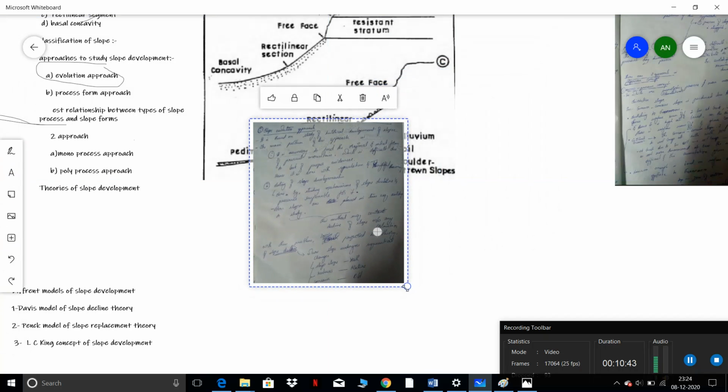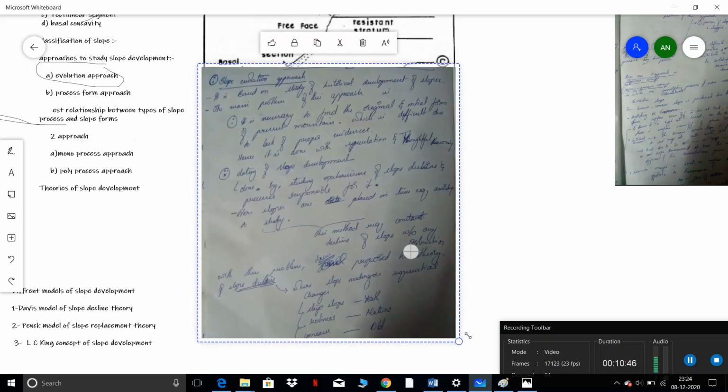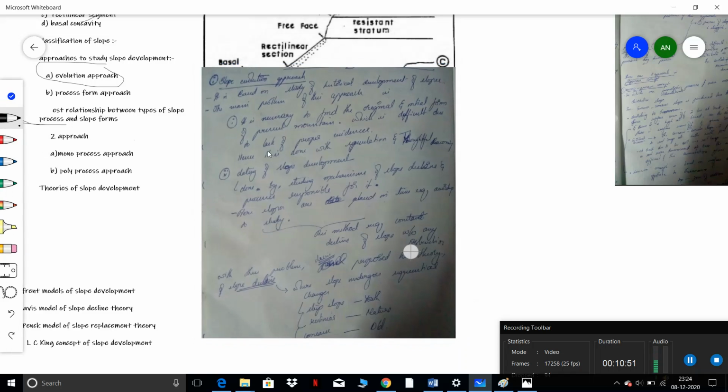In the slope evolution approach, the main basic thing is you should find the original landform which was formed. Suppose a mountain which we found in your area, its slope profile is not the original, it has been eroded, modified. So in this approach we find the evolution of slopes, the original, or when it was formed. But this is the problem.